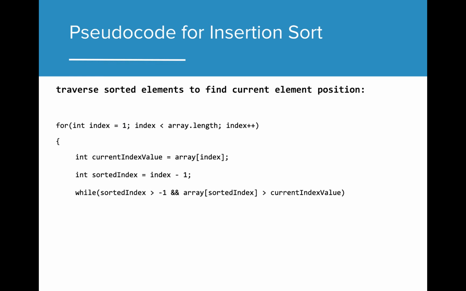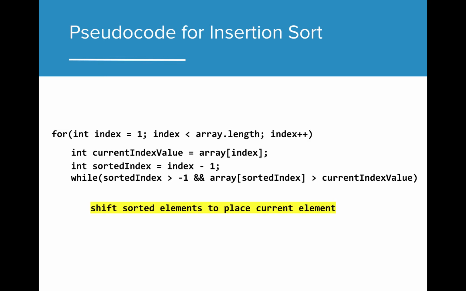We can write this out fully as such. Notice that we need to establish the sorted index value as index - 1 and the current index value as the array value prior to the while loop so that the values do not continuously change while in the while loop. These exist within the for loop so that they change each iteration through the index value. The next step in insertion sort is to shift the sorted elements so that the current index is placed in the correct place in the sorted section of the array.